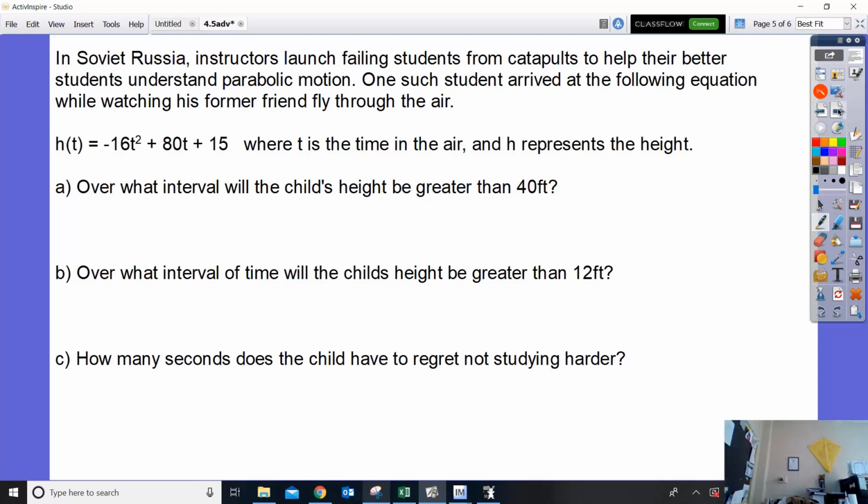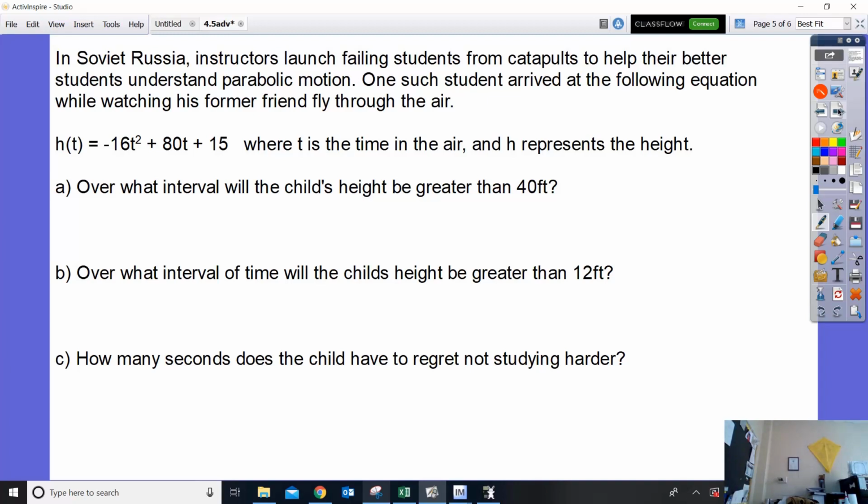Soviet Russia instructors launched failing students from catapults. I should really write this with China in it now. To help their better students understand parabolic motion, one such student arrived at the following equation by watching his former friend fly through the air. Former, being a key word there. So the height is a function of time: h of t equals -16t squared plus 80t plus 15, where t is time in the air and h represents the height. Over what interval will the child's height be greater than 40 feet?